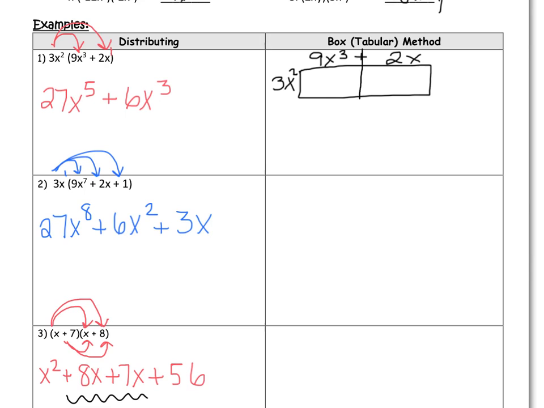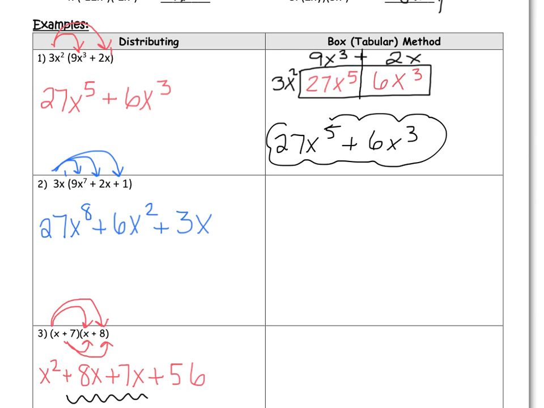And now you're going to multiply this 3x squared by this 9x to the third and this 3x squared by 2x. So just like we did before, what's 3x squared times 9x to the third? You should tell me 27x to the fifth. And now what is 3x squared times 2x? You should be telling me 6x to the third. So what we are going to do now is just add them. So we have 27x to the fifth plus 6x to the third. No like terms, so that's your final answer.